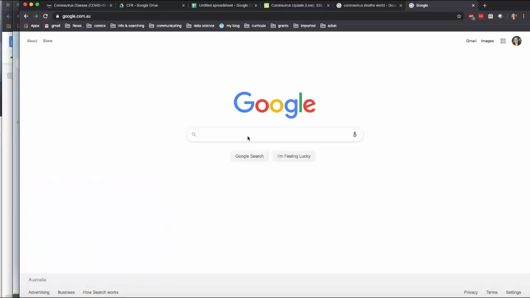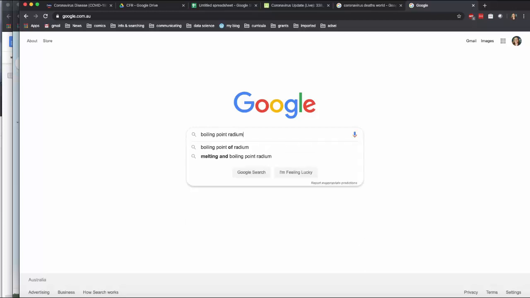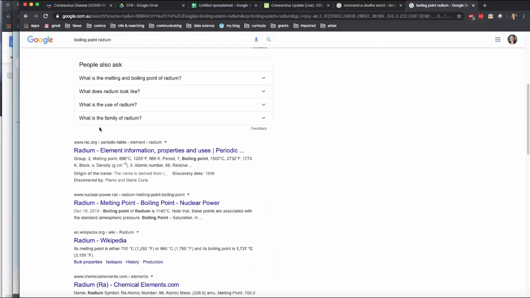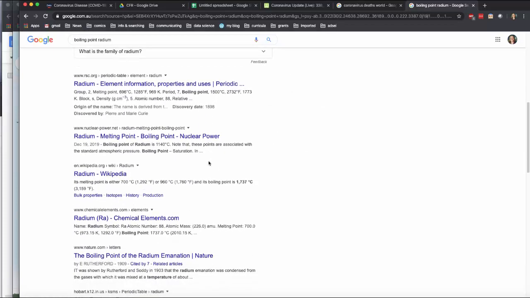We're going to Google the boiling point of radium. Bear with me, this is relevant. I'm going to flip to recording my screen. Okay, now we're going to Google the boiling point of radium. Now, radium is a well-known element. It's been around for a long time. You would think that the boiling point was something fairly concrete and easy to agree on. But if we look at the first page of results on Google, 1737 degrees Celsius. The next value we have, boiling point of radium, 1500 degrees Celsius. The next one, 1140 degrees Celsius.